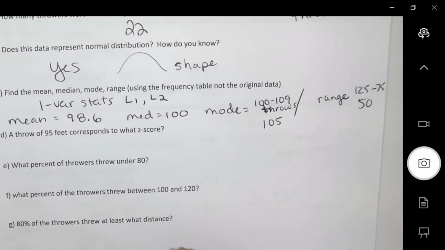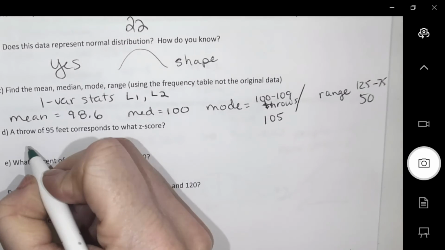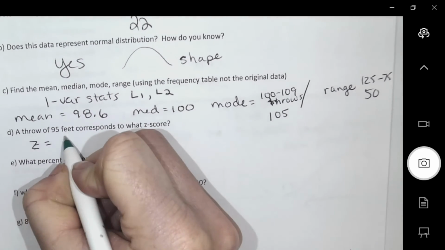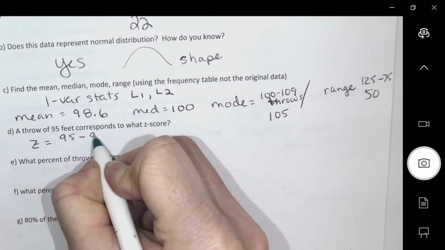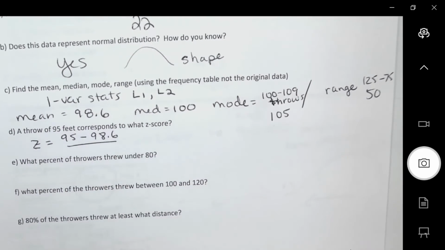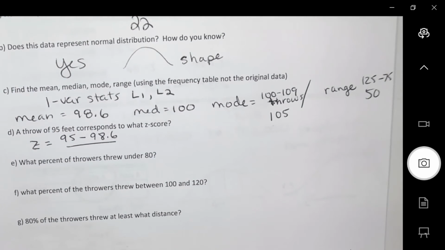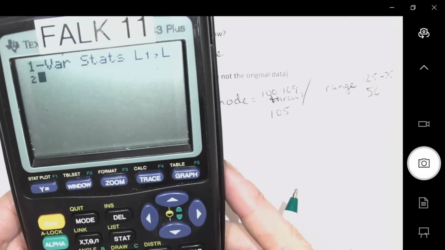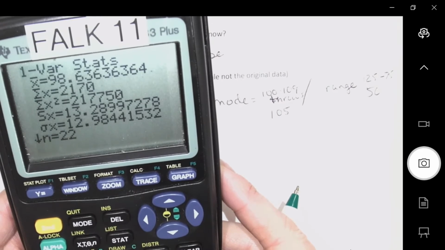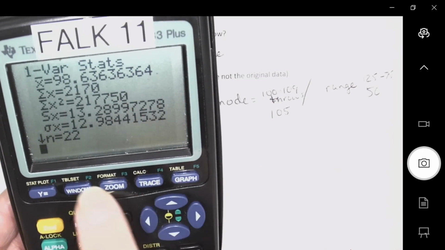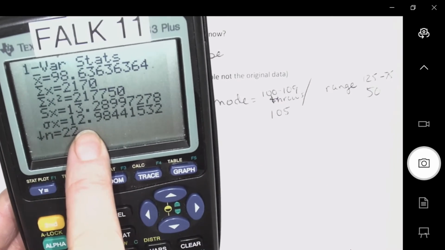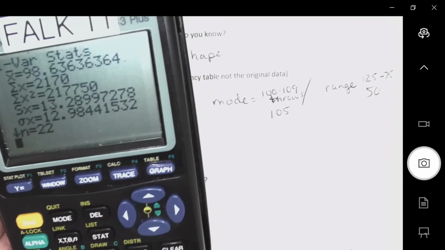So if you had a throw of 95, what's your Z score? So Z equals 95 minus the mean over the, okay, and I took mine off of my screen before I wrote that one down. So I'm going to go back. Now I need the standard deviation. So 12.98.